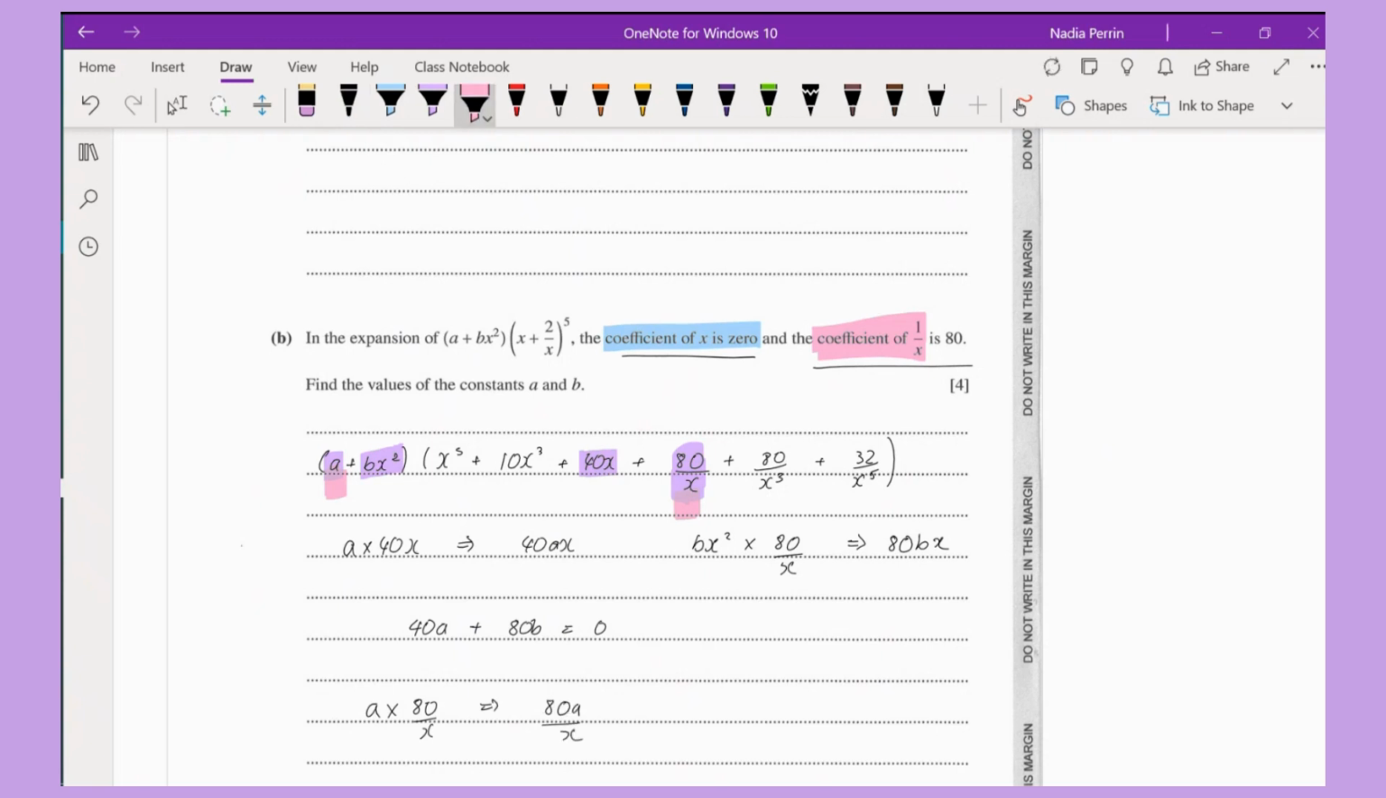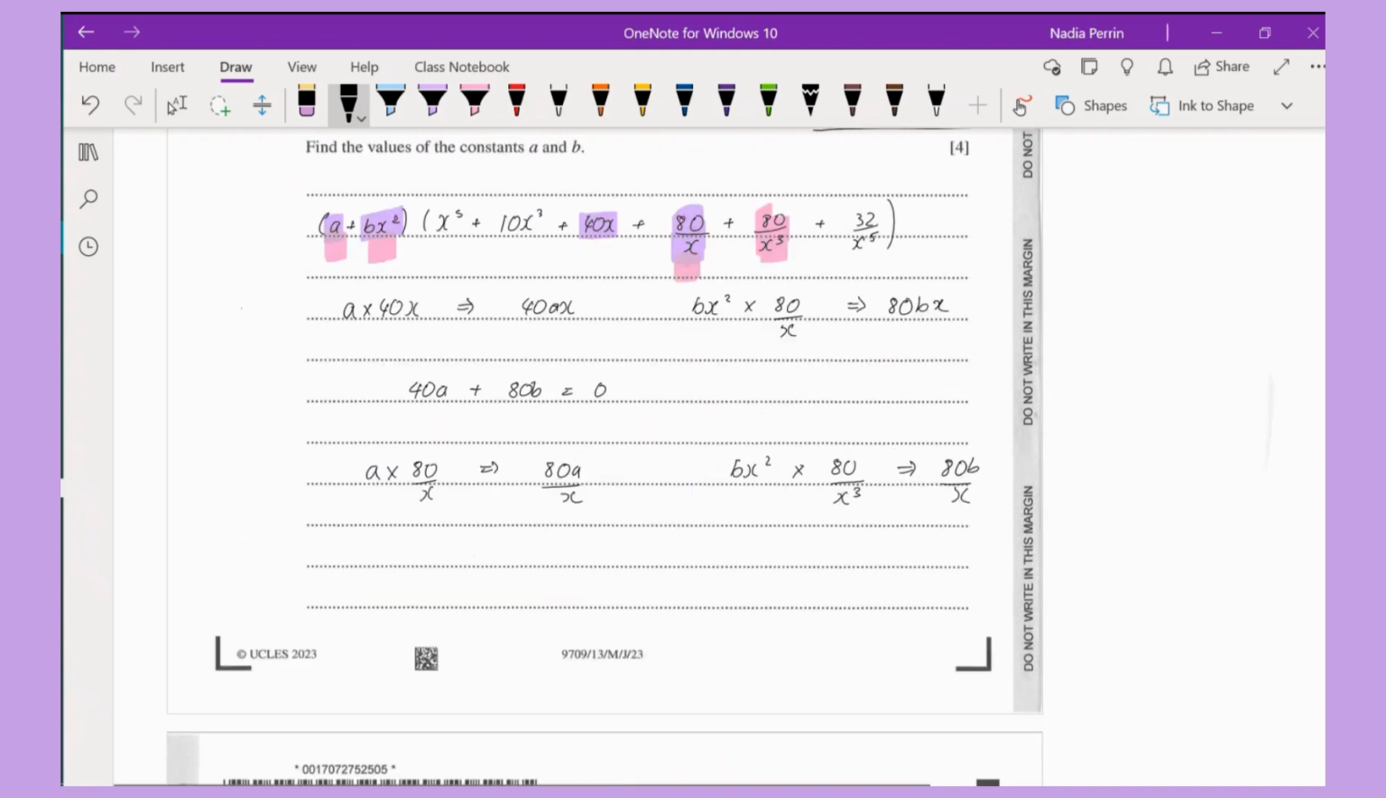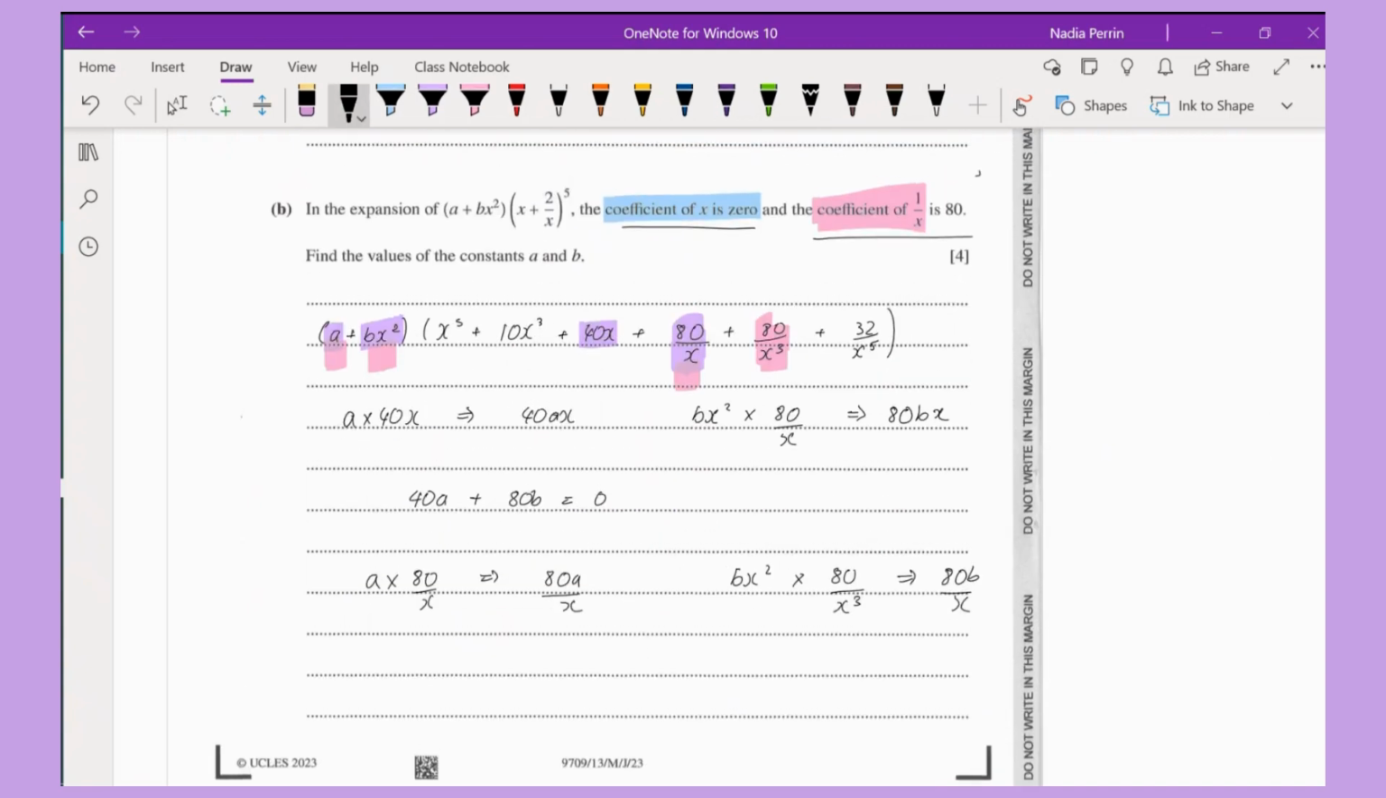And then also if we do bx squared, and we're wanting x cubed on the bottom, so it's going to be this one. So if we go bx squared times 80 over x cubed, that's going to give us x on the bottom and 80b. Too many 80s for my liking, because that of course has to equal 80 as well. So by that point I was like, no, I'm over the 80s.